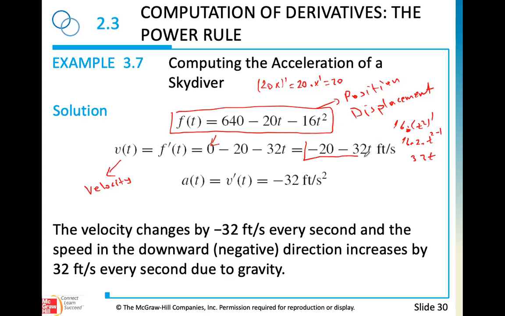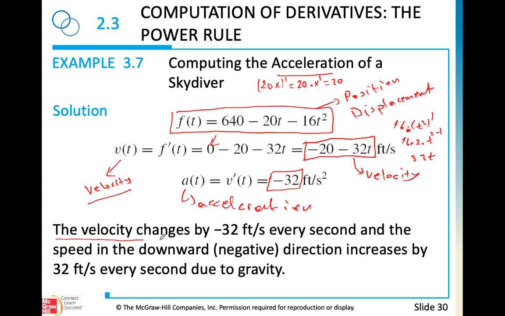Now, this function is the first derivative of the displacement function. We call this in physics velocity. Now, acceleration means the derivative of the velocity. Since this is the velocity, to find the acceleration, we need the derivative of velocity. The derivative of the constant is 0, and the derivative of negative 32t is negative 32. So the velocity changes by negative 32 feet per second, and the speed in the downward direction increases by 32 feet every second due to gravity.